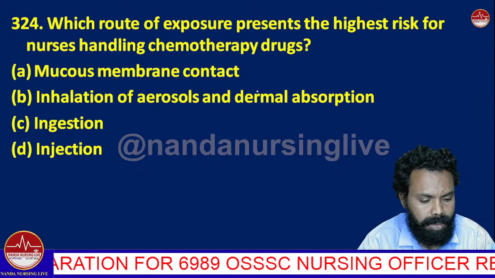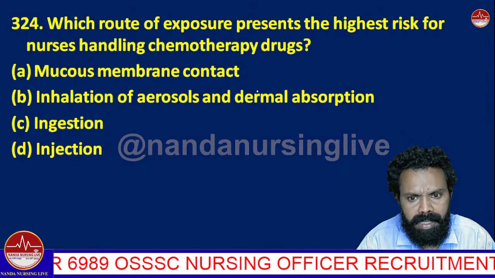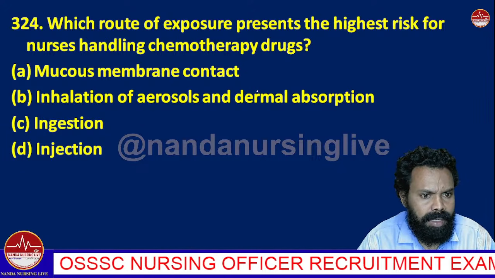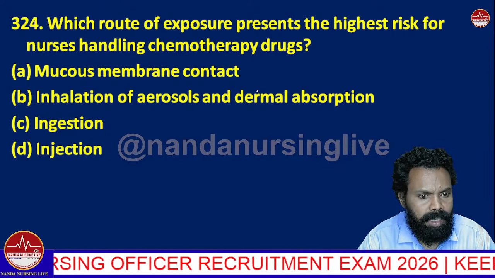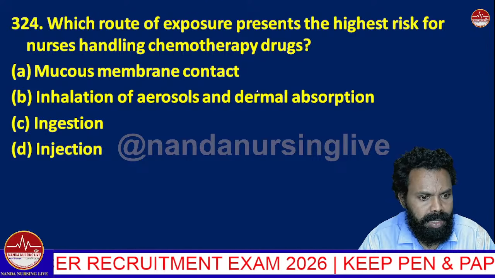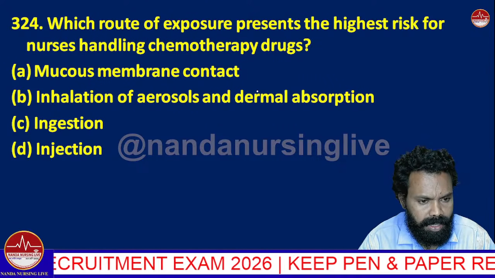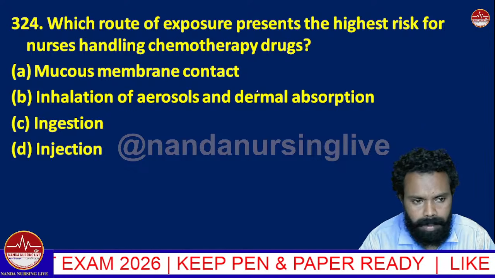Next question, question number 324. Which route of exposure presents the highest risk for nurses handling chemotherapy drugs? Option A mucous membrane contact. Option B inhalation of aerosols and thermal absorption. Option C ingestion. Option D injection. So which option is the correct answer?